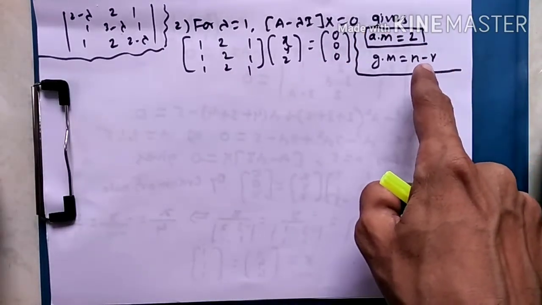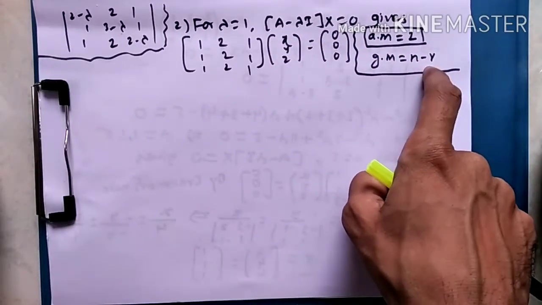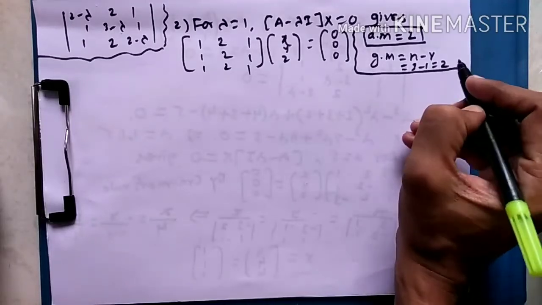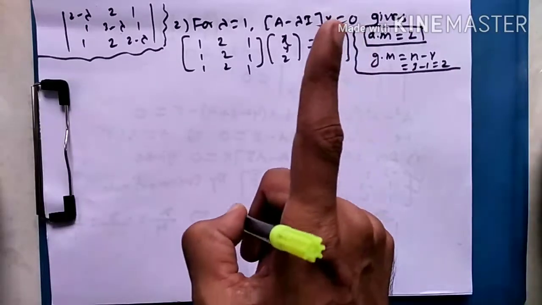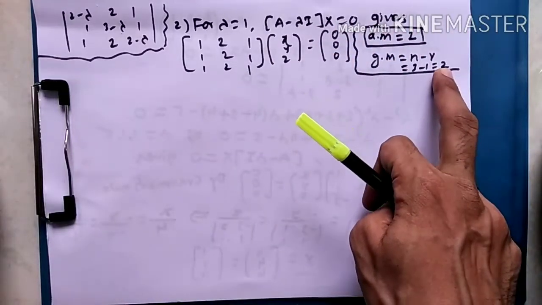Okay. Number of unknowns is 3: X, Y, Z. Rank is 1. 3 minus 1 is equal to 2. So how many linearly independent solutions will we get here? 2. So lambda equal to 1 was repeating 2 times, and again it is giving us 2 eigenvectors.